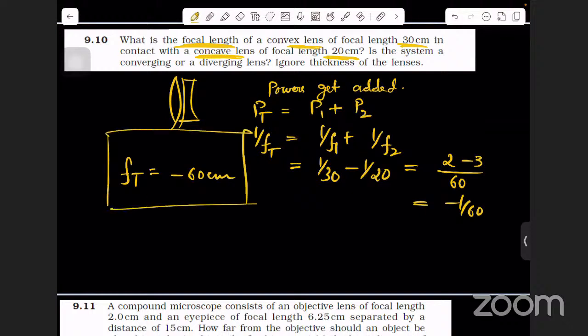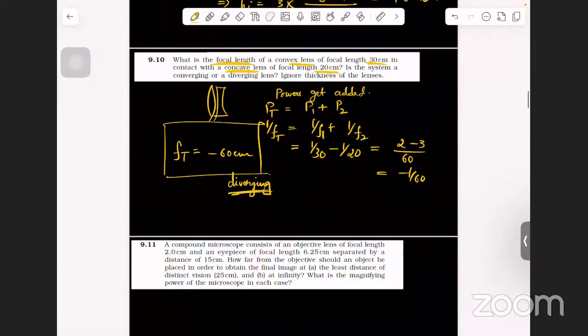And okay. So if it's minus, this combination will again behave as a concave lens, right? Because it's minus. And as we know, the concave lens is a diverging lens, right? So the combination behaves as a diverging lens. All right, that is the question. This is the concept. The powers get added, right? Powers get added. All right.